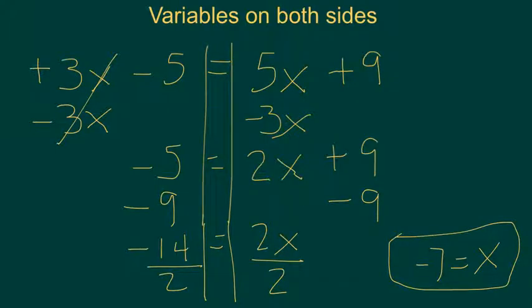And we could always double check it by plugging it back into the original. 3 times -7 is going to be -21. Minus 5 is going to result in -26. On this side, we'd have 5 times -7, which would be -35, plus the 9 would give me -26. So it does double check that way.